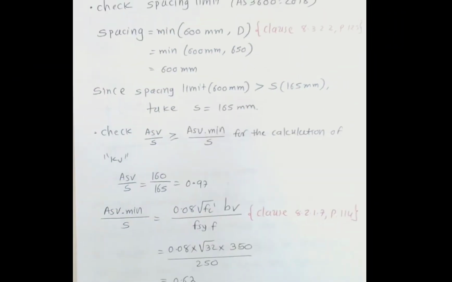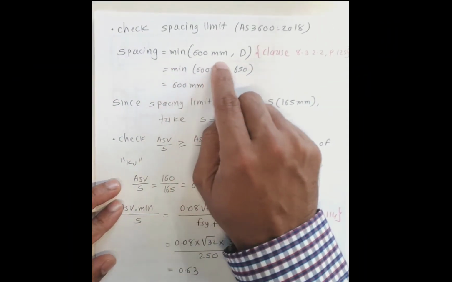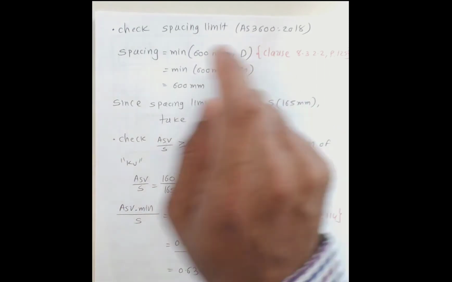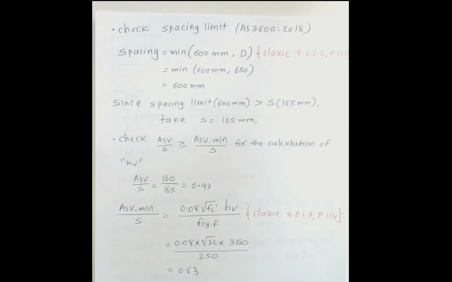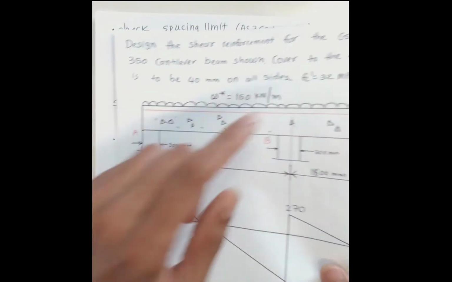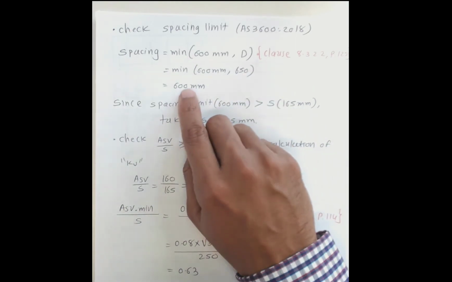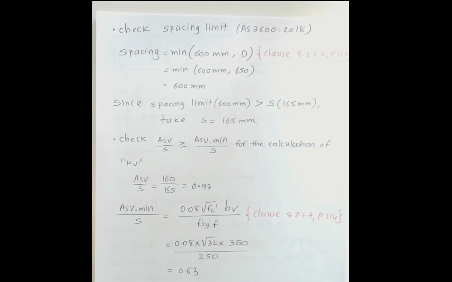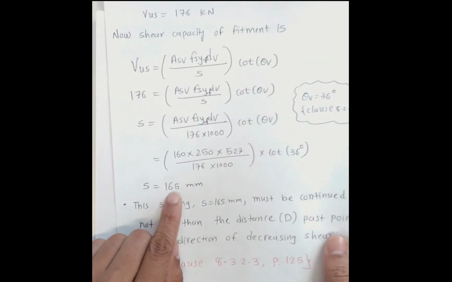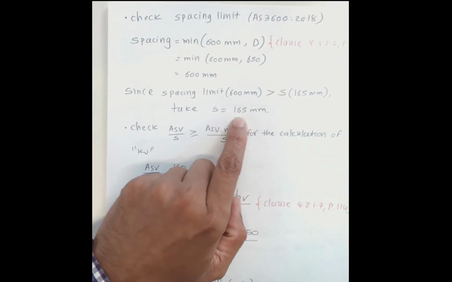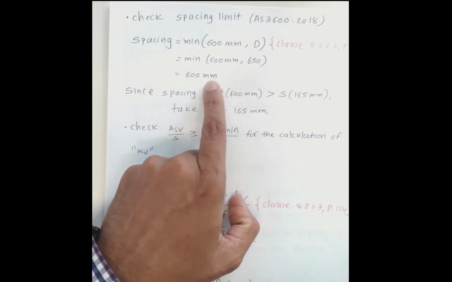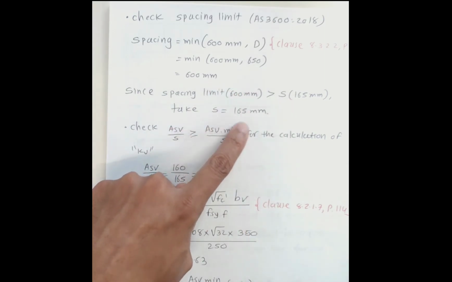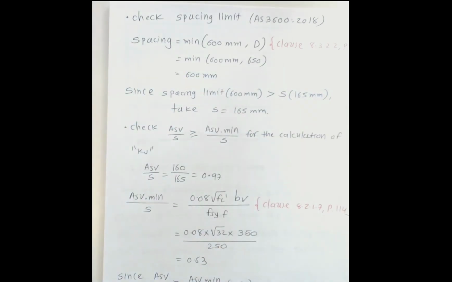So if I use these limits, which are 600 millimeters comma D, and D is given as 650 in our question, we substitute D, and the minimum is 600. So what happens? We calculated 165 millimeters, which is less than 600 millimeters. So our spacing satisfies the requirement of the Australian standard.